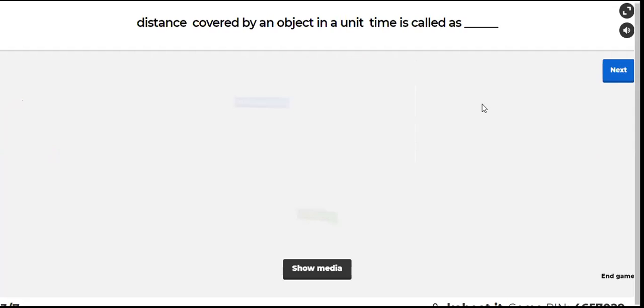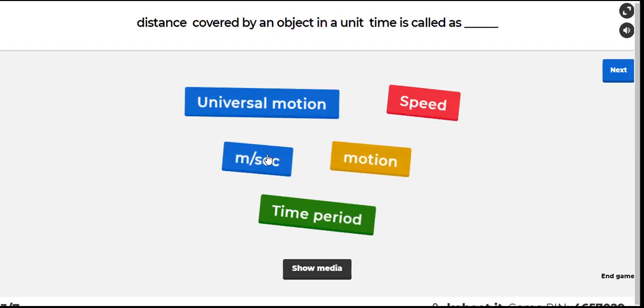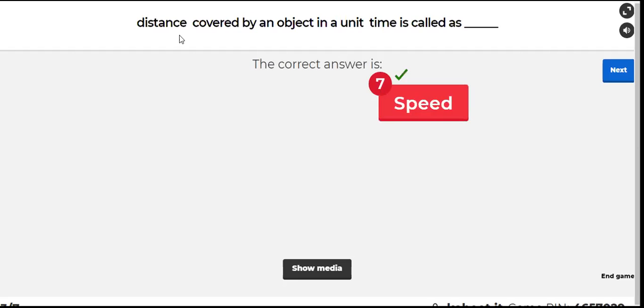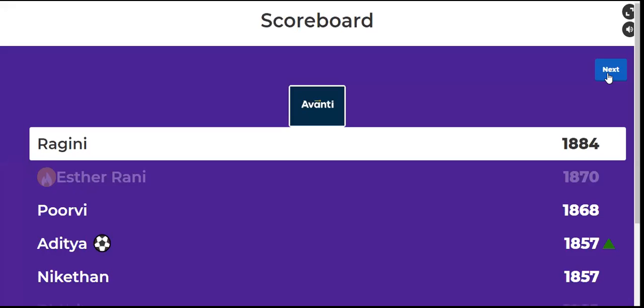Let's see. Speed, that is a definition. Distance covered per unit time. Yes or no? That is a definition, right?